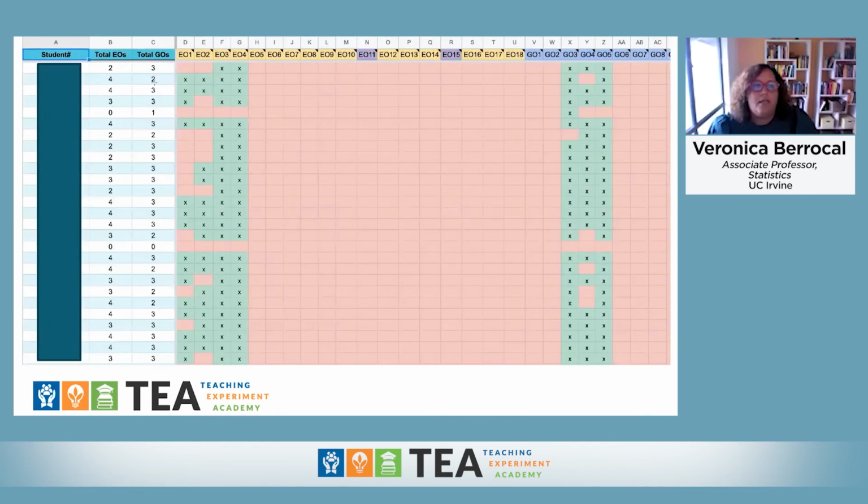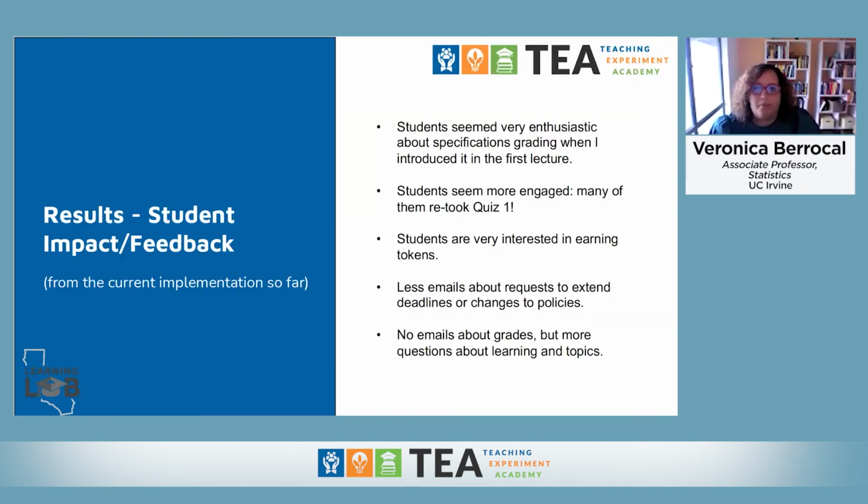And then this is basically the essential and general outcomes, and green is when a student has mastered the outcome, and red, of course, is when they did not. Some of them are all red because we have not yet assessed them.